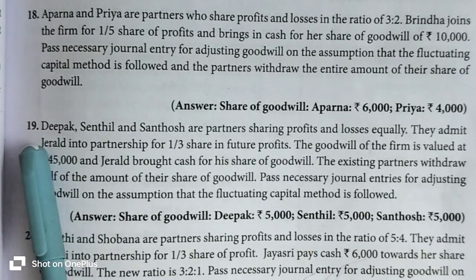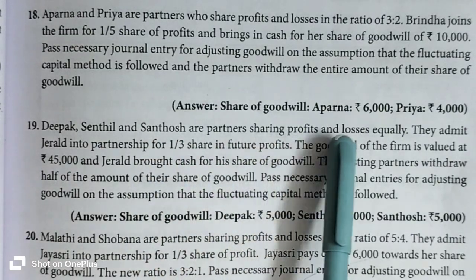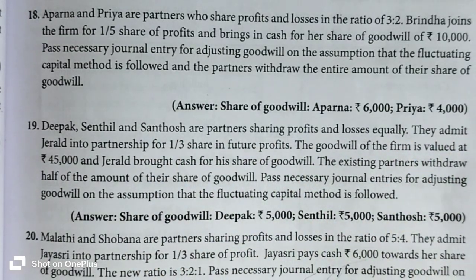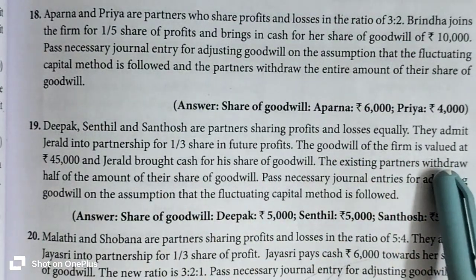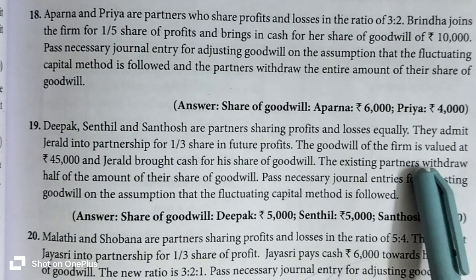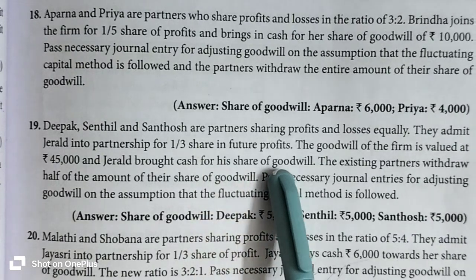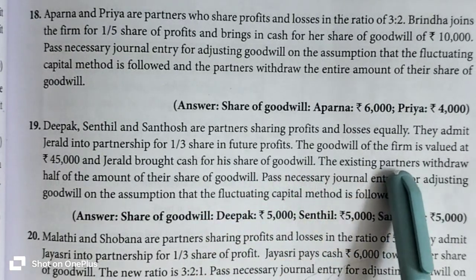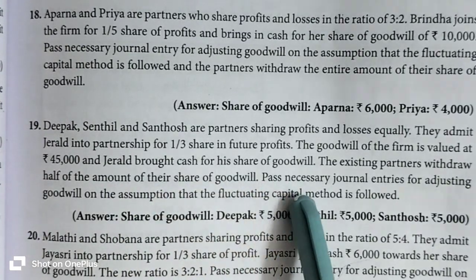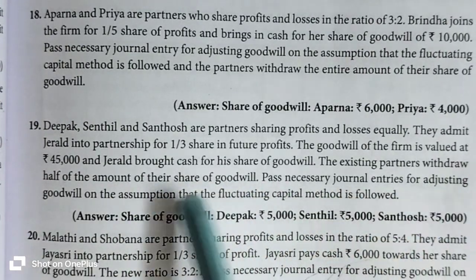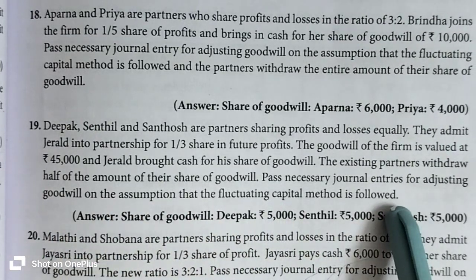Exercise sum number 19. Let's read the question. Deepak, Sendil and Santosh are partners sharing profit and losses equally. They admit Gerald into partnership for 1/3 share in future profit. The goodwill of the firm is valued at 45,000 rupees and Gerald brought cash for his share of goodwill. The existing partners withdraw half of the amount of their share of goodwill. Pass necessary journal entries for adjusting goodwill on the assumption that the fluctuating capital method is followed.